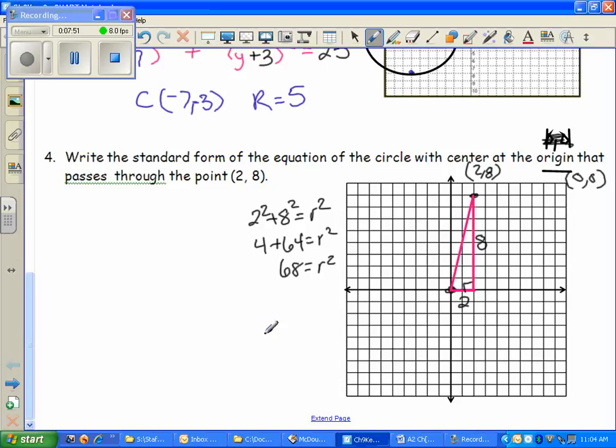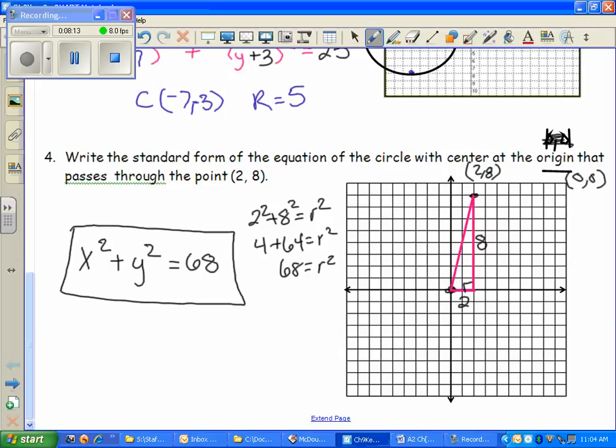Remember that the formula has the radius squared in it, so we do not have to square root that. So centered at the origin means that the first part of this circle equation is just going to be x squared plus y squared, because it doesn't need any parentheses, being at 0, 0, equals the radius squared, 68. And that is the answer for that one.